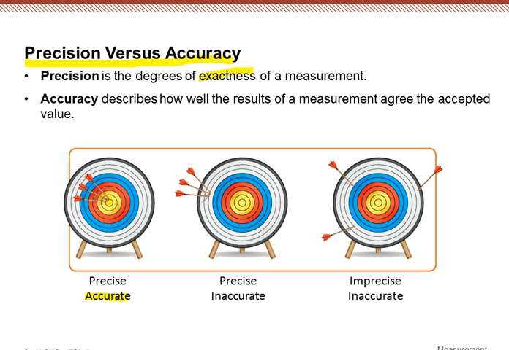And so to see the difference here, look at this target where we once again have a grouping of 3 arrows real close together, but they're nowhere near the bullseye. So we would say that that is precise because we have a high degree of exactness, but it is inaccurate because we are nowhere near the bullseye where we want to be. And finally, this third example, we have an arrow here, here, and here, and we see that, well, we are neither precise nor accurate, so we call that imprecise and inaccurate.